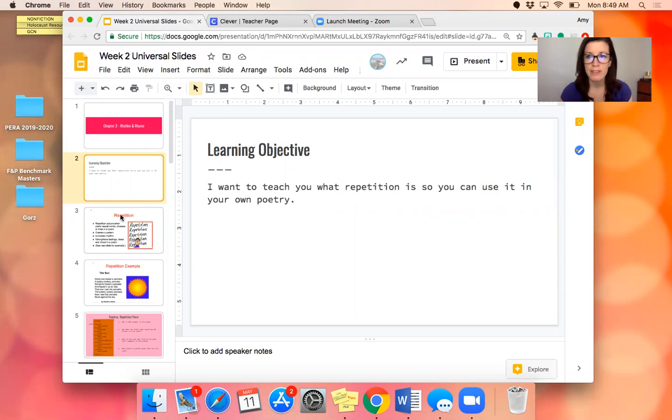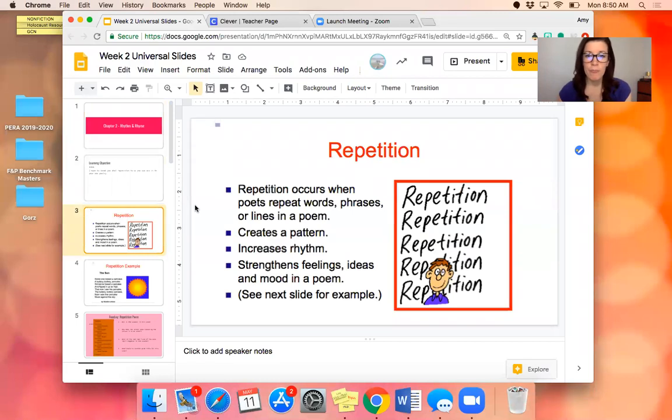So before we talk about repetition, we have to know what repetition is, right? So the word repetition, when you think about it, what do you hear? You hear the word repeat. So that's what repetition is. It's hearing things or seeing something that keeps on getting repeated.